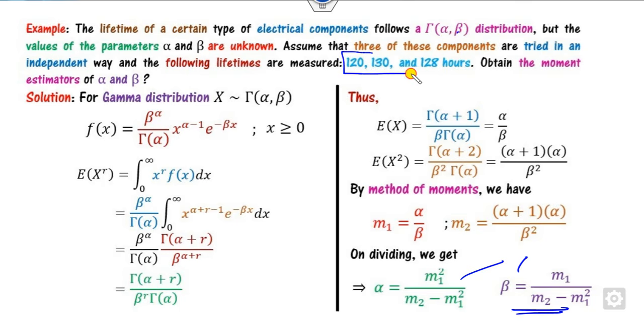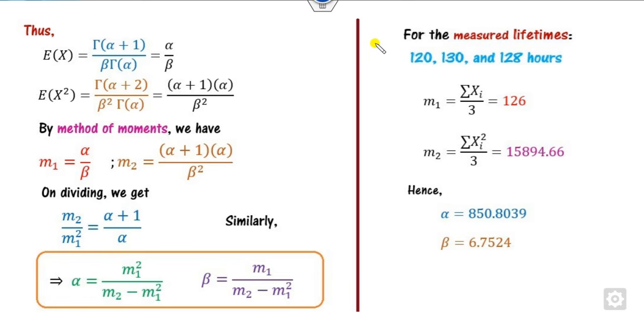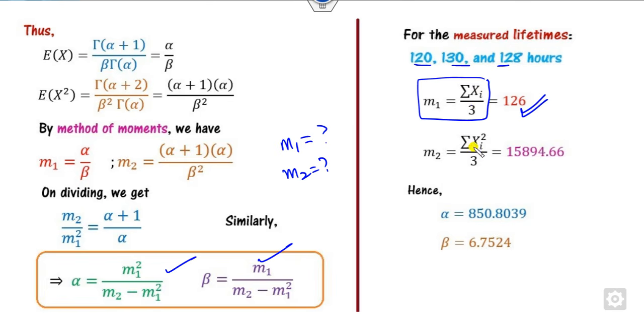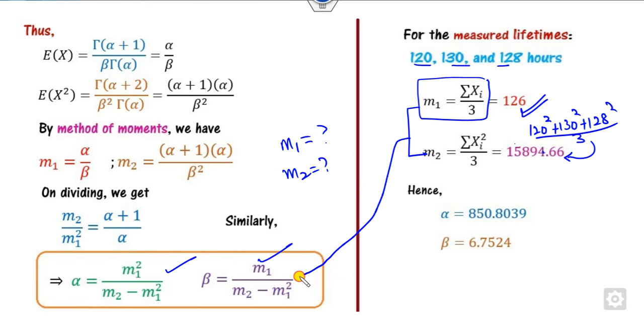Again, they are talking about the sample size. So what is the meaning of that? You have to find the values of m1 and m2. These are the formulas for m1. Sum divided by 3 is 126. How do you compute that? That's 120 square, 130 square, 128 square divided by 3 you will get here. Substitute this m1 and m2 in this alpha 1 and alpha 2, and you will get the required answers.